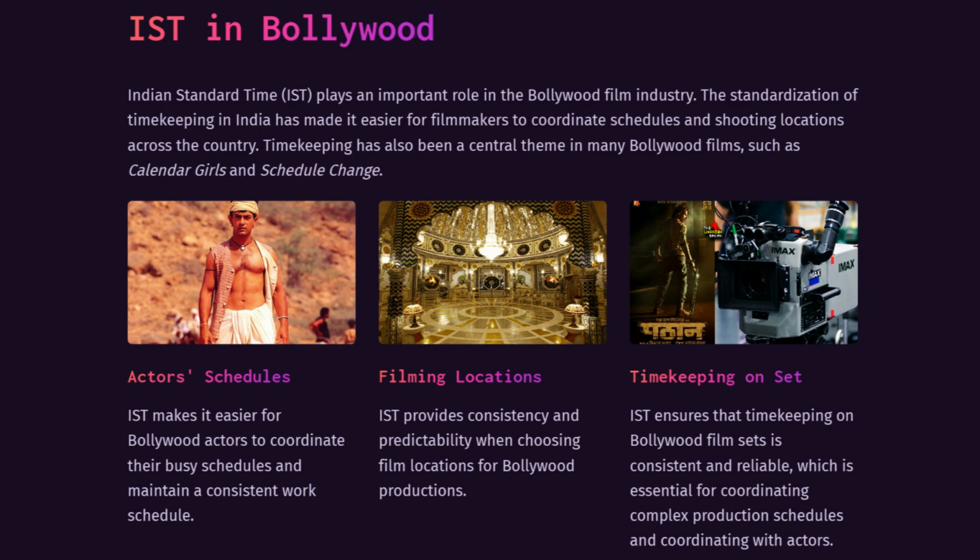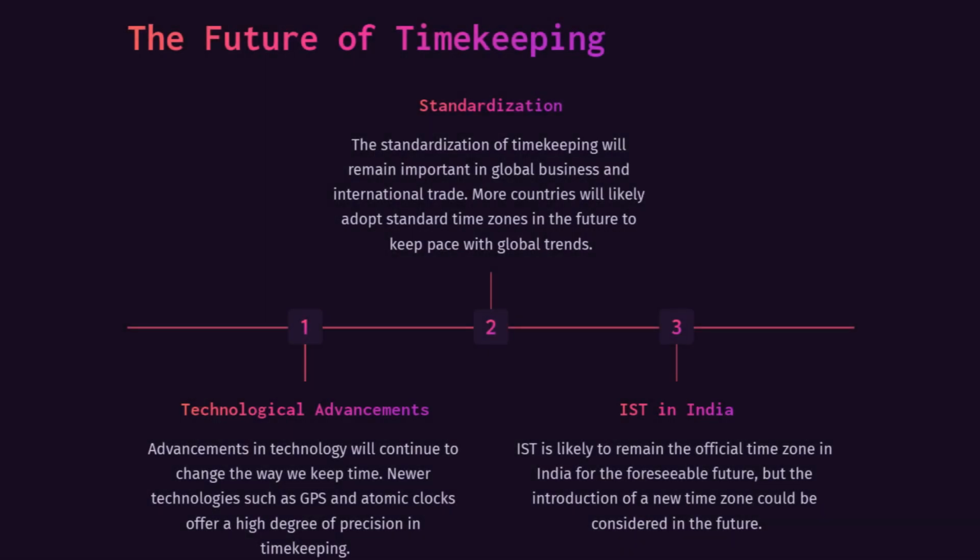The future of timekeeping. Technological advancements. Advancements in technology will continue to change the way we keep time. Newer technologies such as GPS and atomic clocks offer a high degree of precision in timekeeping. Standardization. The standardization of timekeeping will remain important in global business and international trade. More countries will likely adopt standard time zones in the future to keep pace with global trends. IST in India. IST is likely to remain the official time zone in India for the foreseeable future, but the introduction of a new time zone could be considered in the future.